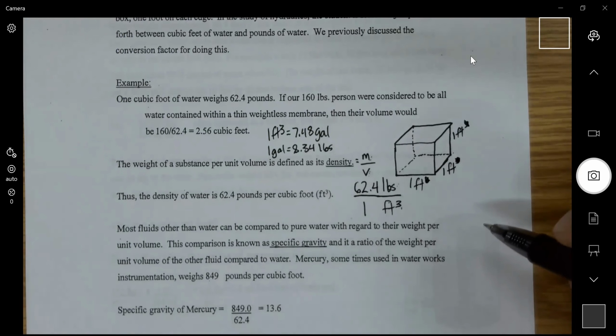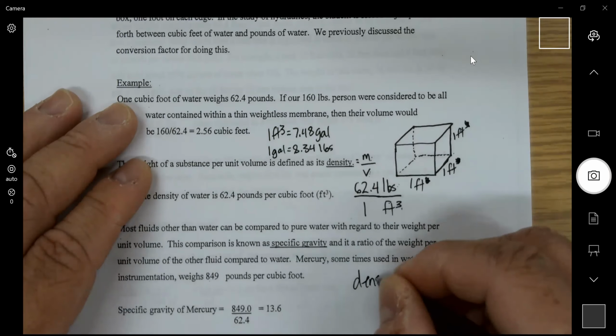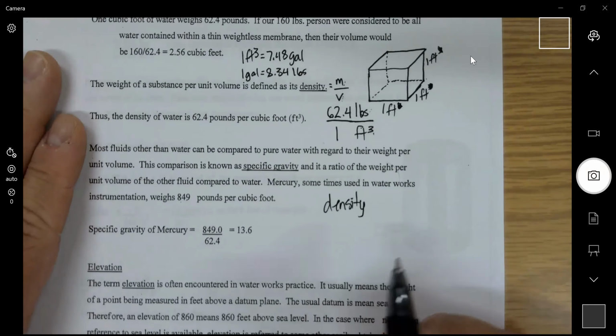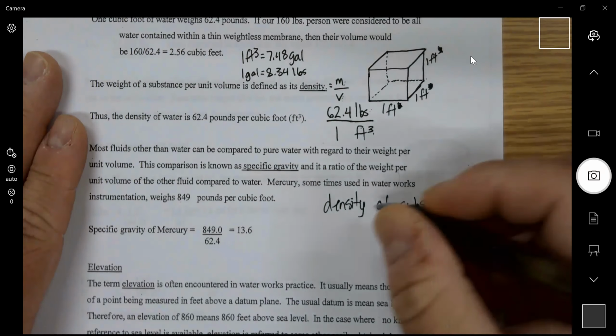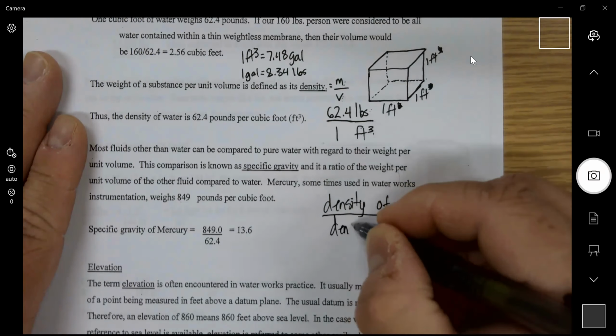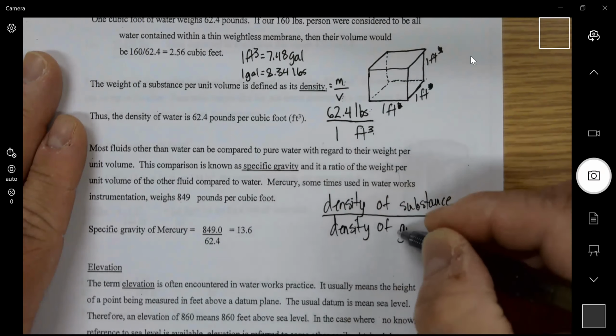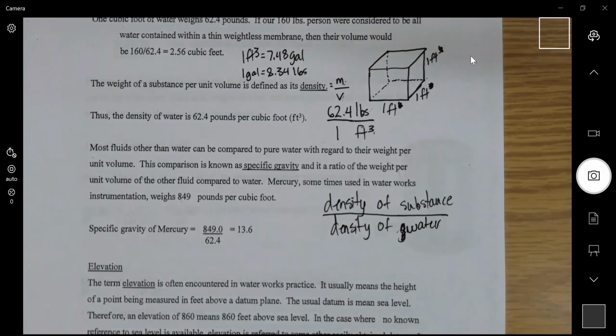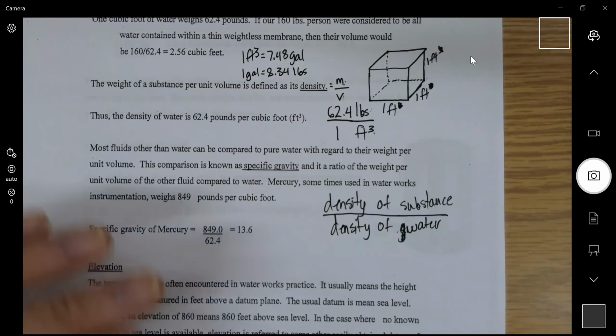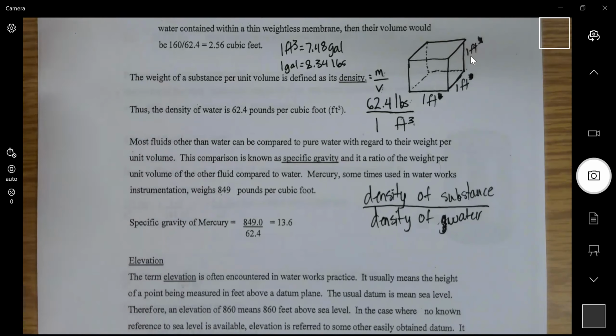So specific gravity is comparing the density of a substance divided by the density of water. Why would we do that? The thing about specific gravity is that it can tell us what things will do or how they react with water, and not react as in a chemical going boom, not that kind of react. It allows us to understand how things might sink or float in water specifically.